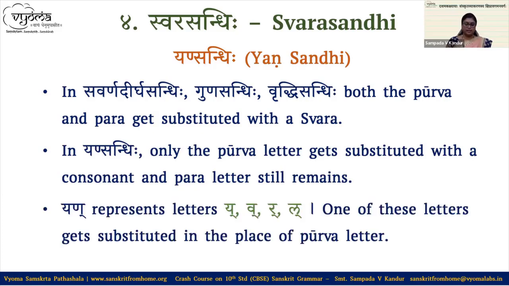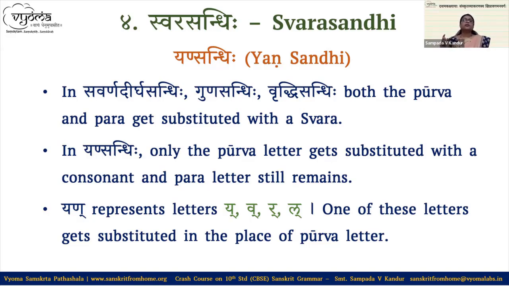So here you should understand few things. In Savarna Dirgha Sandhihi, Guna Sandhihi, Vruddhi Sandhihi, both the Purva and Para Varna get substituted with Swara. Okay, so that together join and some resultant came. Right? For example, A plus A is equal to A. That A and A is replaced togetherly with A. Correct? In Yan Sandhi, only the Purva letter gets substituted with a consonant and Para letter still remains same. Okay. This is the change in Yan Sandhi than Savarna Dirgha, Guna and Vruddhi.